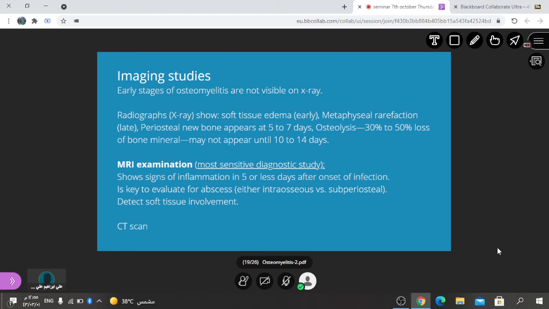MRI is the most sensitive diagnostic study. Why? Because it can show the signs of inflammation within 5 or even fewer days of the onset of infection. So we can start prompt empirical antibiotics, or if a biopsy has been taken, we can start definitive pathogen-directed antibiotics. It is also key to evaluating any abscess in the osteomyelitis. A CT scan can be requested in specific situations, for example, if there is a fracture, or if the osteomyelitis is caused by, for example, an open fracture.